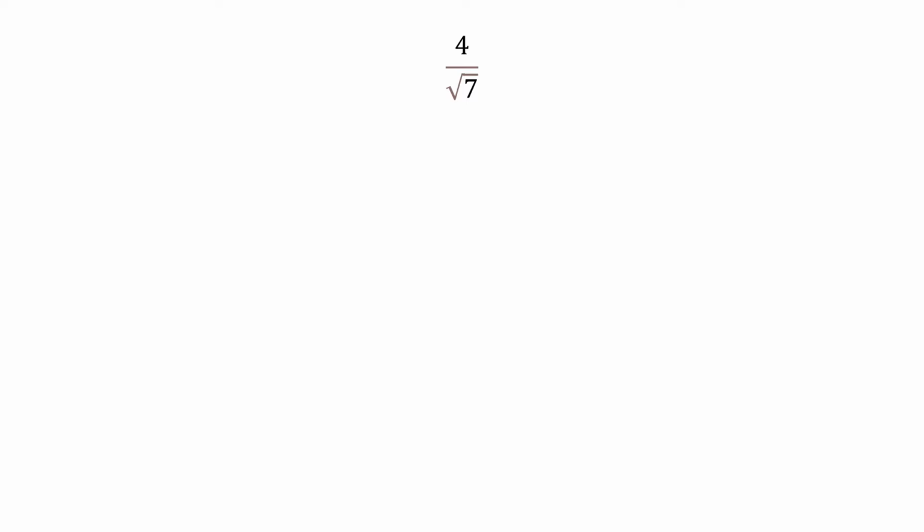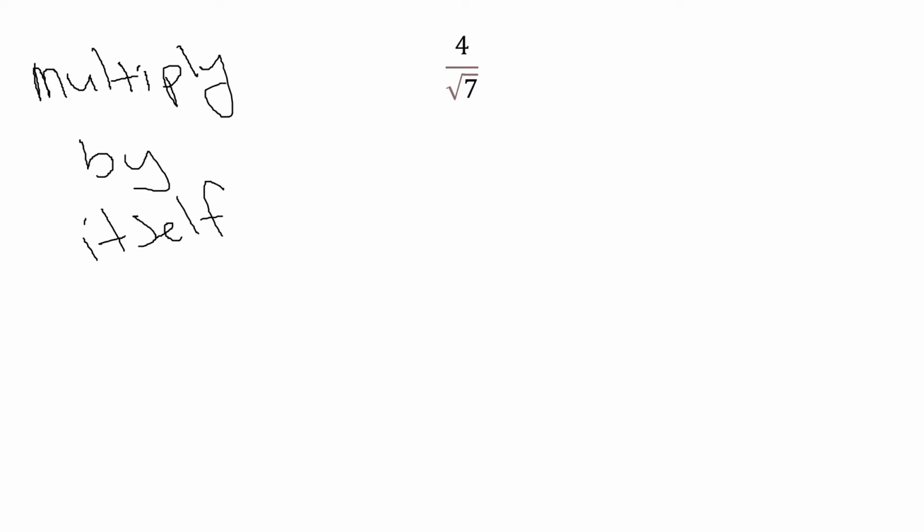Okay, the rule is to eliminate a radical symbol. I simply multiply by itself. Now let me explain what that means. This denominator has square root of 7. If I multiply the square root of 7 times the square root of 7, what I get is the square root of 49, and the square root of 49 is 7.